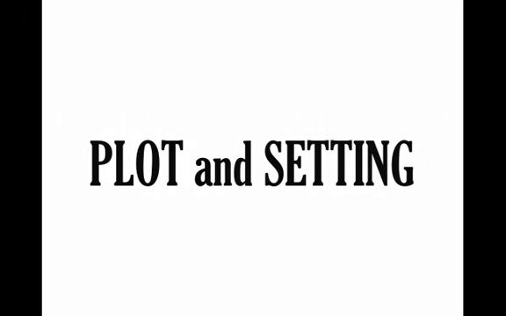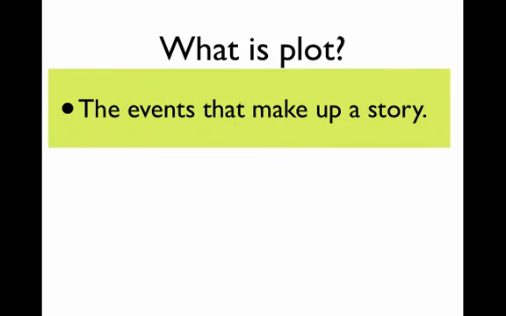First, let's review plot. We learned about plot, which means the events that make up a story. Every plot is made up of a series of events that are related to each other. We broke down plot into 5 main sections: the exposition, rising action, climax, falling action, and resolution. In order to study plot, we have been creating plot diagrams that look like this.